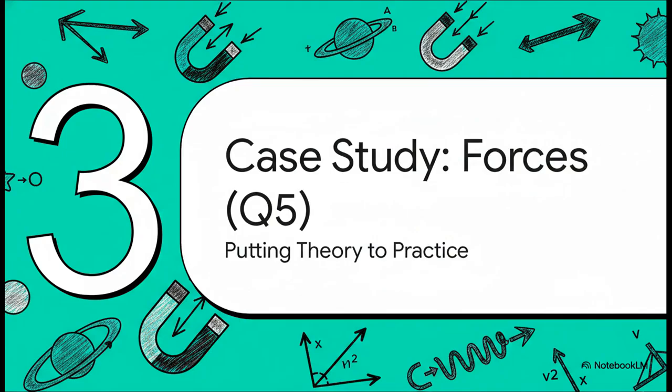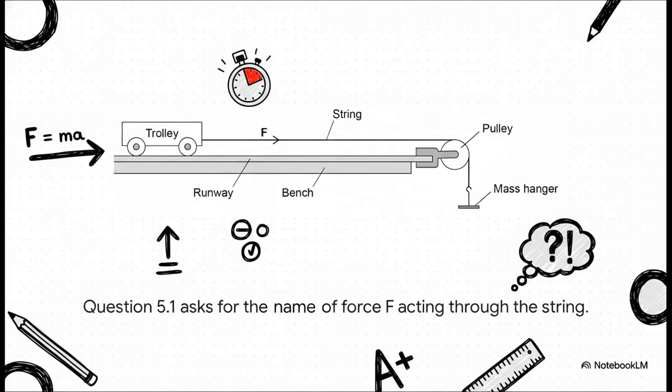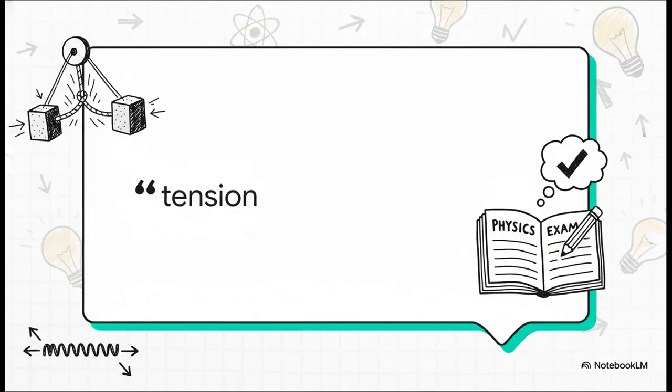Okay, enough theory. Theory's great, but let's see how this stuff works in the wild. We're going to take a look at a real question about forces from an actual AQA paper and put our new decoding skills to the test. All right, so here's the scene. You've got a trolley on a little runway, and it's tied to a mass hanger by a piece of string. Simple enough. And the question, for 1 mark, is just, what's the name of force F, the force in the string? And the mark scheme, 1 word, tension.